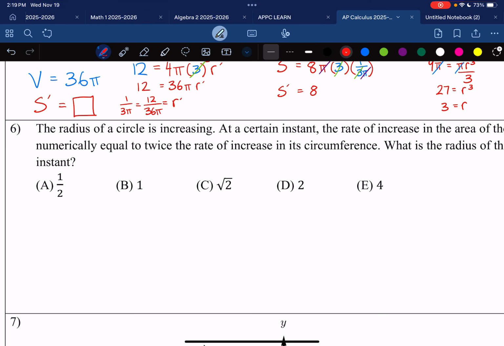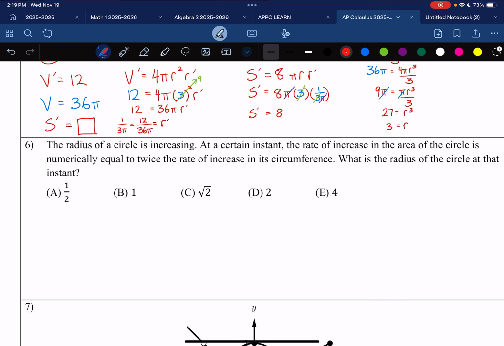All right. Number 6, another related rate problem. So it says that the radius is increasing. Okay, it's positive. The rate of the increase of the area. Okay, so this has a meaning, and I'm going to write it up above it. The rate of increase of the area means area prime. Is numerically equal to means write the equal sign. This word twice here means multiply by 2, and the rate of increase of its circumference means circumference prime.